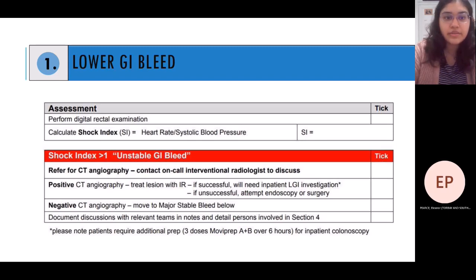And just a quick summary of lower GI bleeds, because I've mainly focused on upper GI bleeds. Lower GI bleeds are managed more by the surgical team, so I wasn't sure whether to include it in this presentation, but essentially, if a patient is hemodynamically unstable, so if their heart rate is high and they're hypotensive, then most of them will have a CT angiography to identify the source of bleeding. And then depending on where that is, that can be treated accordingly, either via surgery or via endoscopy, so colonoscopy or flexible sigmoidoscopy.